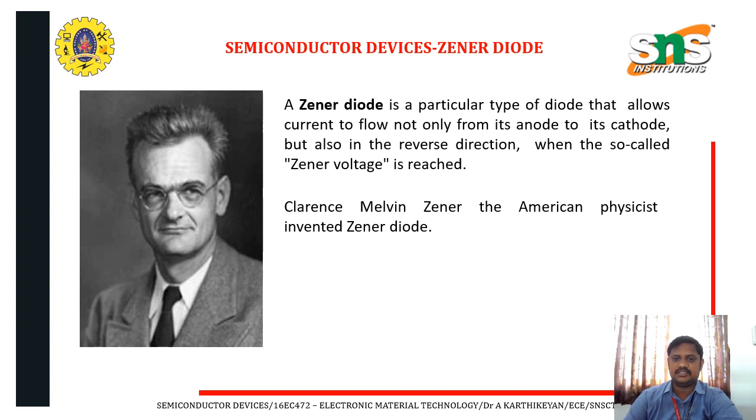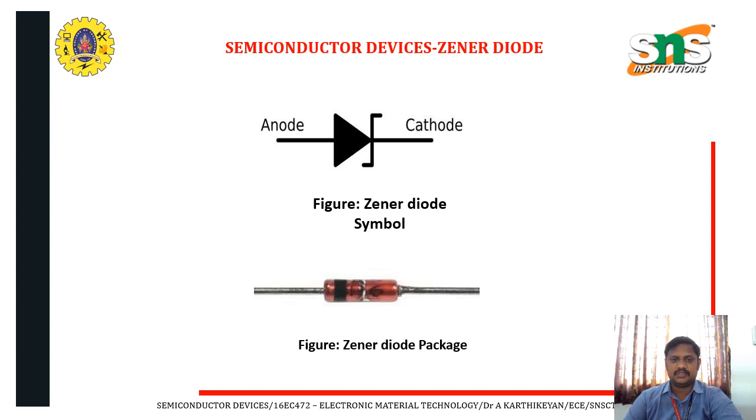Clarence Melvin Zener was an American physicist who invented the Zener diodes. So this is the main advantage of the Zener diodes, having the anode and the cathode potential available. In the Zener diode, the anode is the positive terminal and the cathode is the negative terminal, so they start to conduct from one to the other.